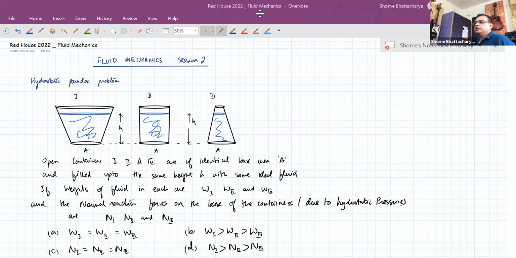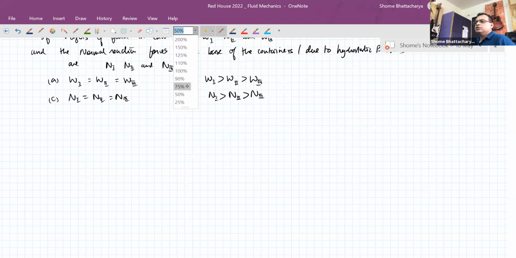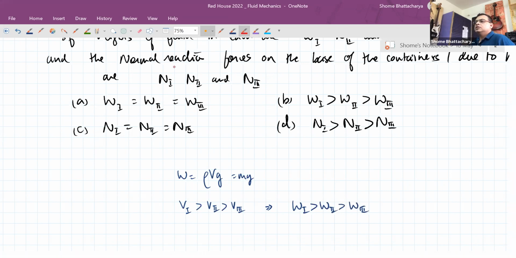Yes, very good, Nikita, that's correct. So the concept we'll apply here is that weight of the fluid is equal to density into volume into g. In the case of the containers, you can see volume of liquid in container 1 is greater than volume of liquid in container 2, which is greater than volume in 3. So definitely W1 should be the greatest and W3 should be the least. So out of these two options, you can see that this option is wrong, whereas this option is correct.